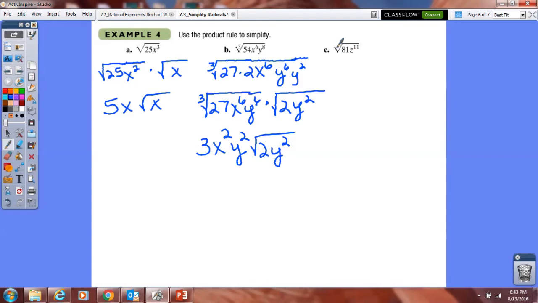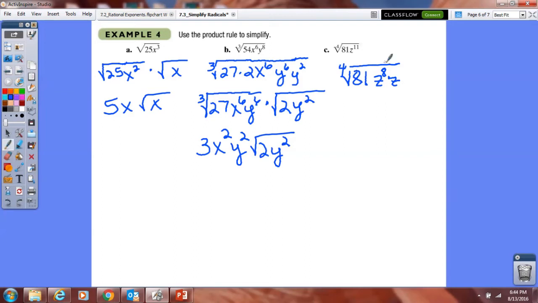Here we've got the fourth root of 81, z to the 11, so we'll break this one down. 81 is a perfect fourth. 11 is not a perfect fourth, but we can split it into a multiple of 4. The smallest one will be z to the 8, and z to the what's left over, which is 3.